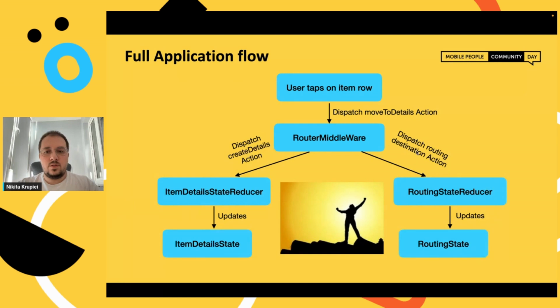And the second one is the routing action that will come to the routing state reducer, update routing state, come to the app coordinator, and it will push our new view controller.